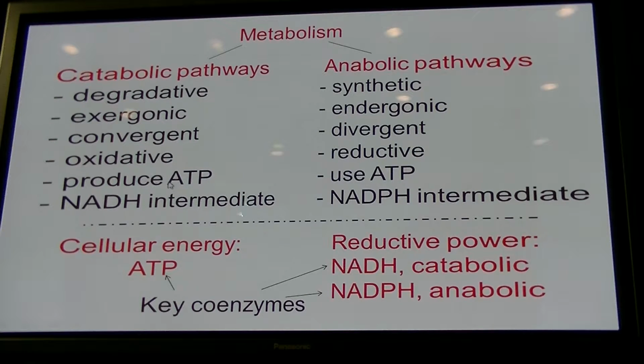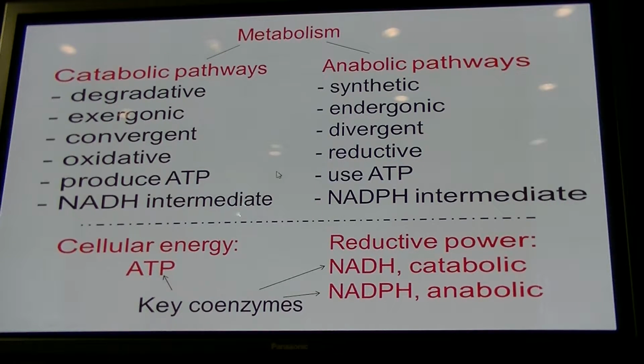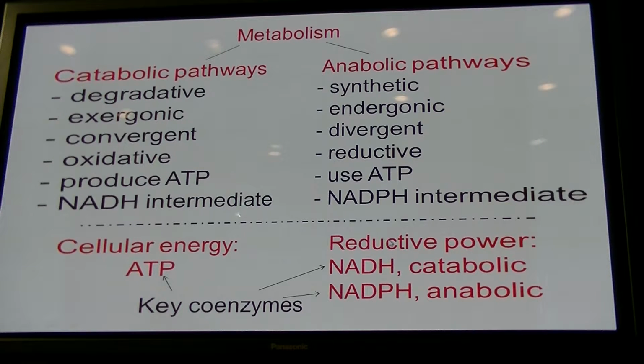In general, catabolic pathways produce ATP, and anabolic pathways use ATP. Guess where that ATP comes from? Mainly from the catabolic pathways. So they are linked. There's an intermediate, a coenzyme, which captures the hydrogen that is removed from molecules in the breakdown pathways, and that's the NADH cofactor. NADH is the charged state of that molecule. We'll look at it later.